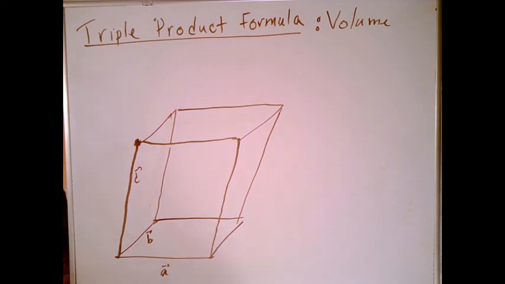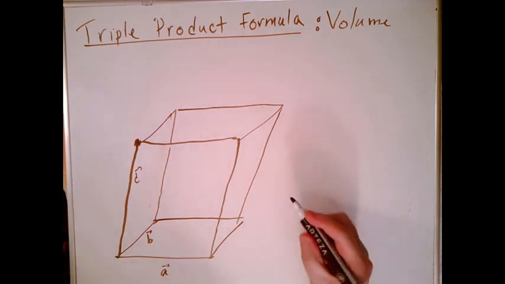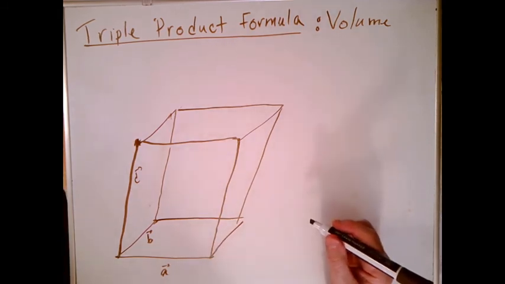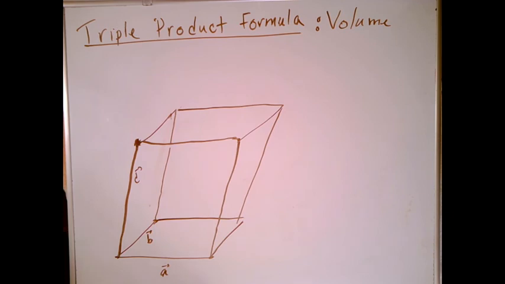A major tool that we're going to need in order to find the distributive law for cross product is something called the triple product formula. Now, the triple product formula comes from finding the volume of a parallelepiped in two different ways. Let's find it in one way first.